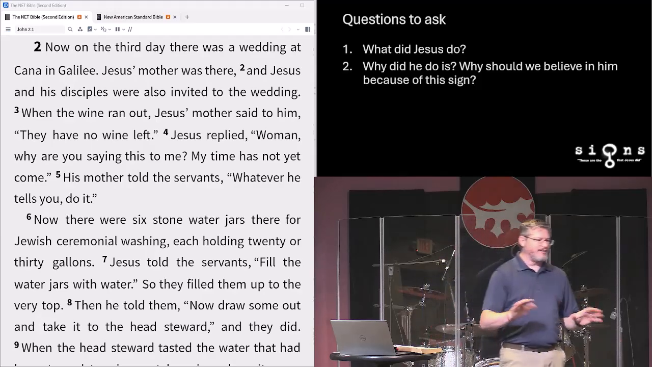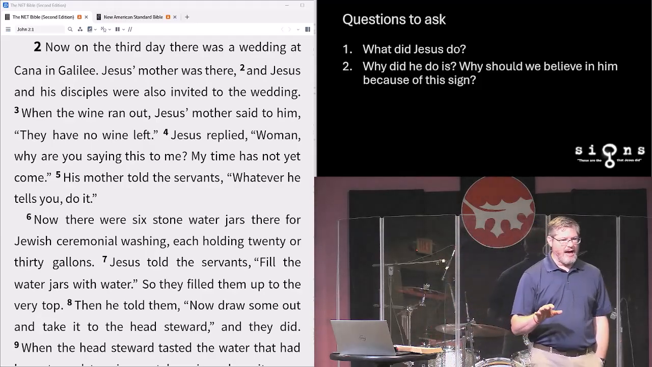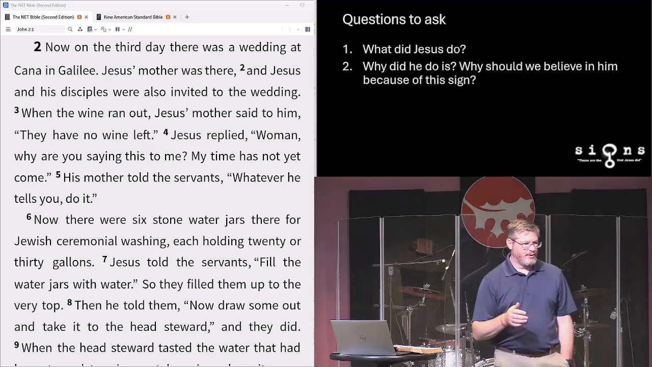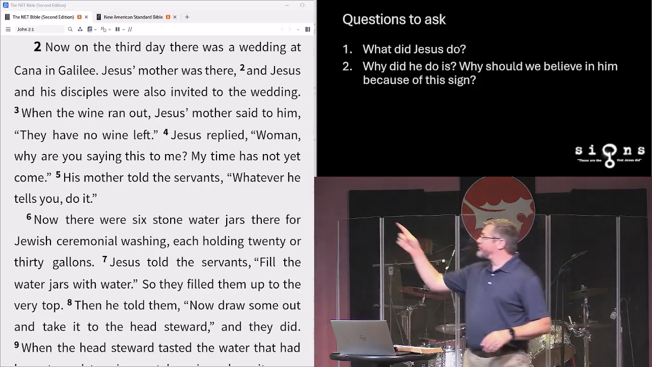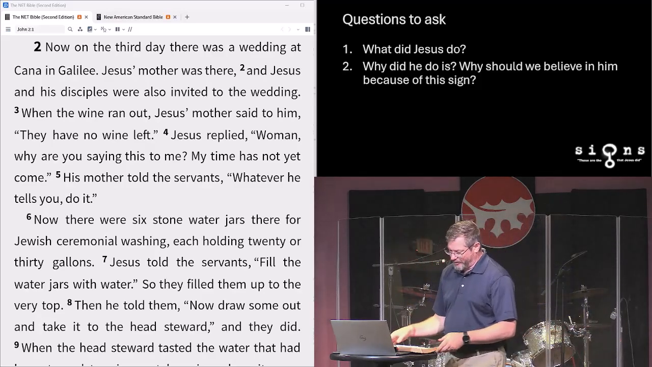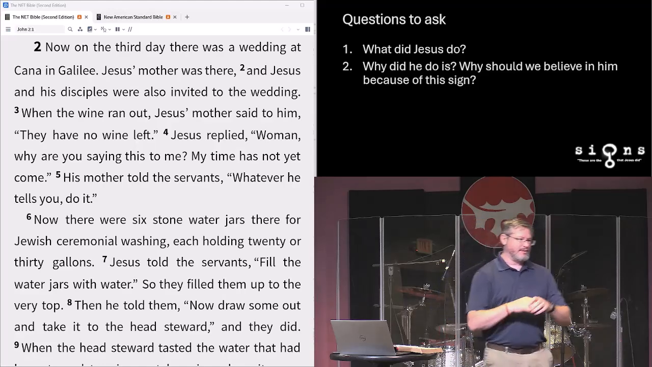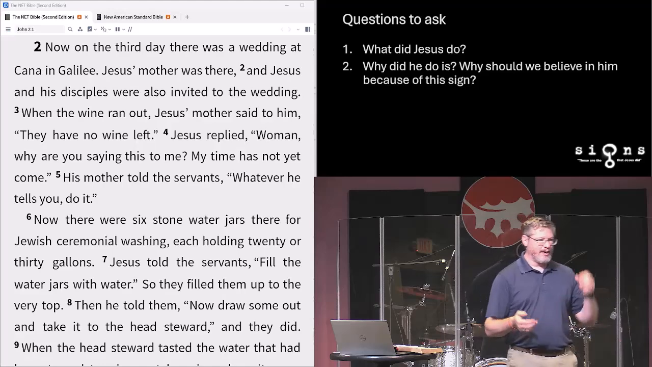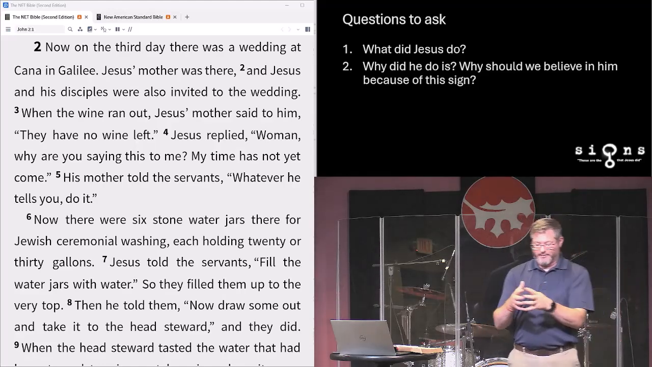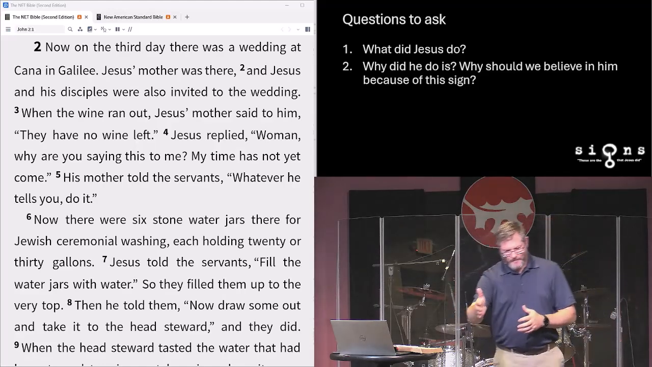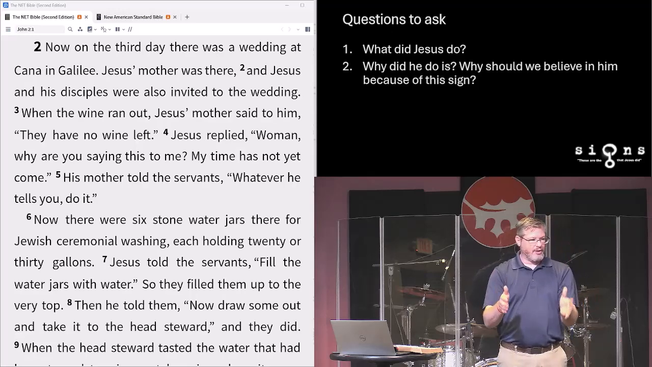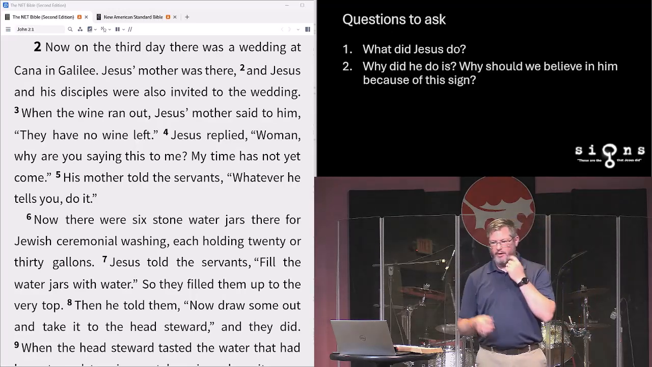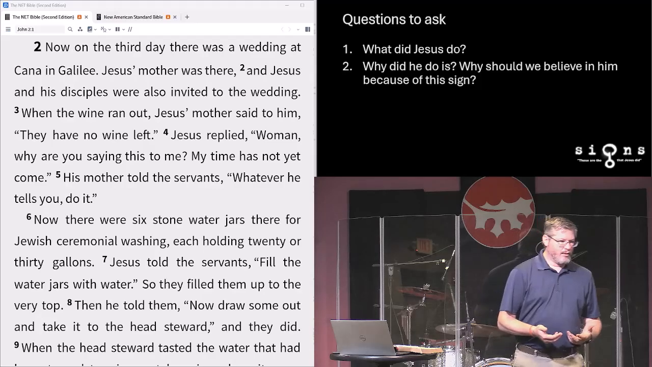So there are a couple of time markers in the Gospel of John that are really important, okay? And chapter 2 begins with "now on the third day." All right, this is a common phrase. It means the day after tomorrow, okay, which is one of the reasons that we believe that Jesus died on Friday and was raised on Sunday. It was the day after tomorrow, okay? It was the third day, okay?